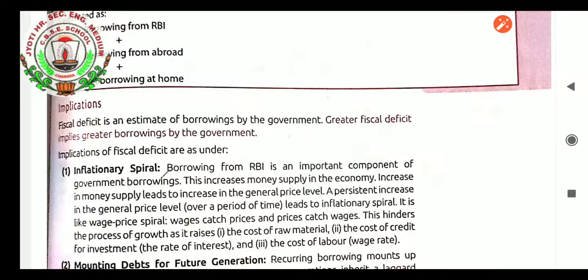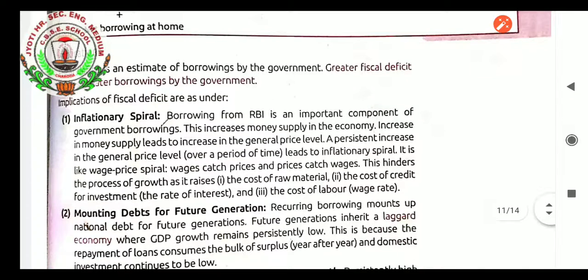Inflationary spiral means that even a small increase in the income of the people will increase the prices of goods three or four times, so that people cannot afford them in the future. That is known as inflation. It is like a wage price spiral. Wages catch prices and prices catch wages. This hinders the process of growth as it raises the cost of raw material, the cost of credit for investment, the rate of interest, and the cost of labor, the wage rate.